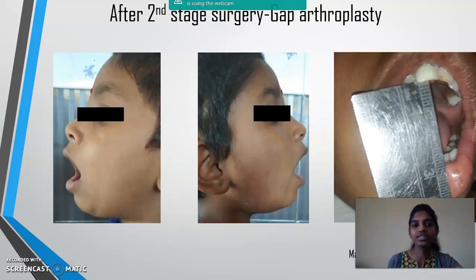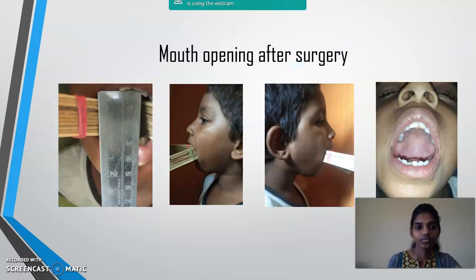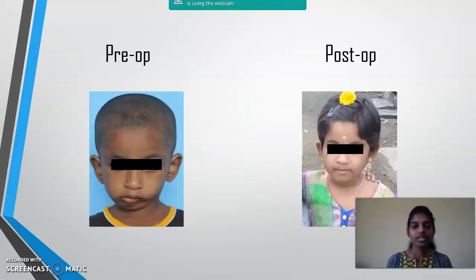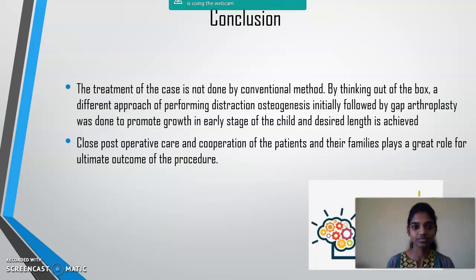This is after the second stage surgery, the gap arthroplasty. We can see that a maximum mouth opening of nearly 25 to 26 mm is achieved after this. We can clearly see the mouth opening after the surgery. Maximum mouth opening. We can see the beautiful transformation from pre-op and post-op pictures.